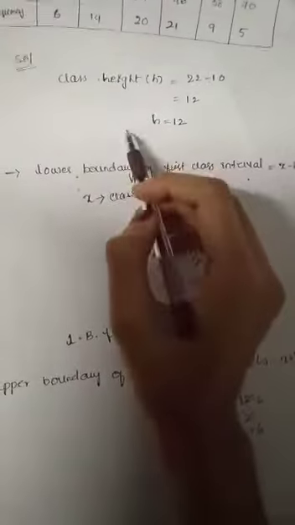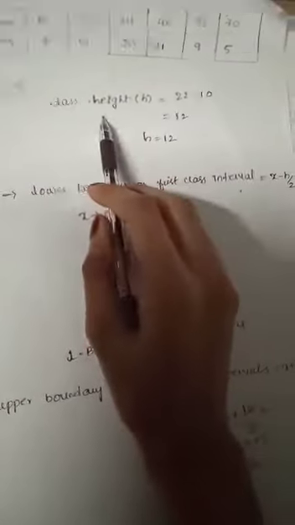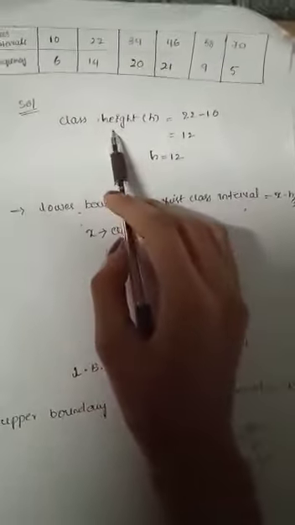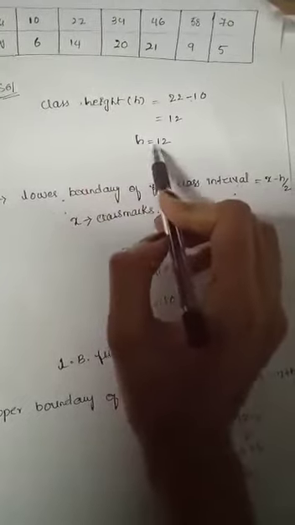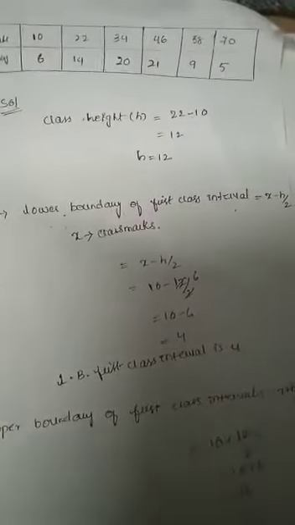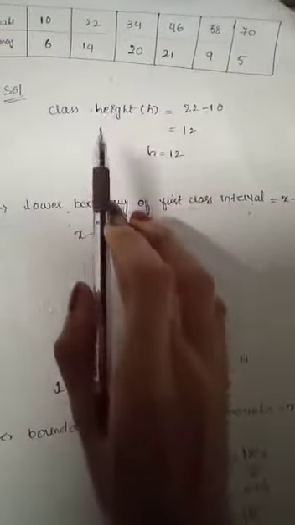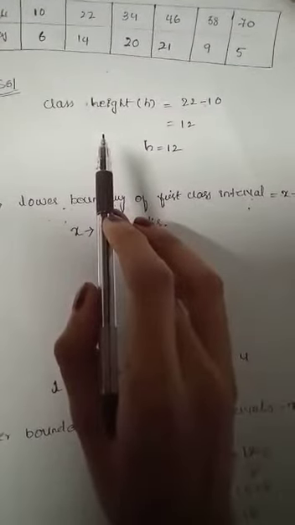We know the class size means class height. How much? h is equal to 12. So we can write all the class intervals. Let us go to the remaining class intervals.